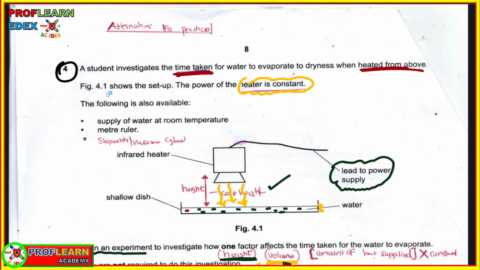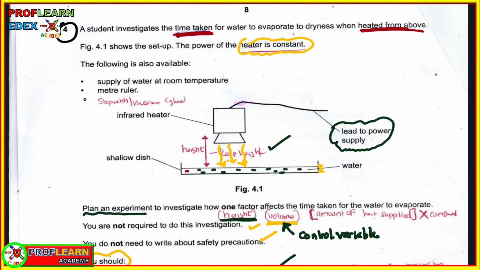For instance, here you are told a student investigates the time taken for water to evaporate to dryness when heated from above. Then the setup for that is shown here. So if we can determine the height, we can also measure how long it takes for this water to evaporate. The following apparatus are also available: a supply of water at room temperature.